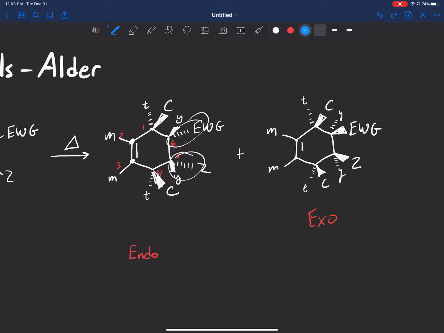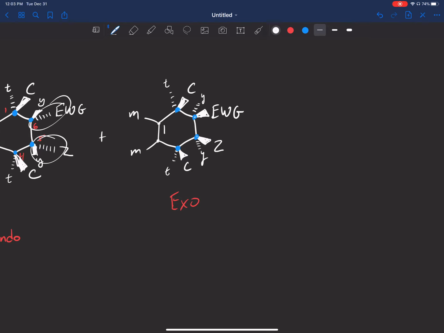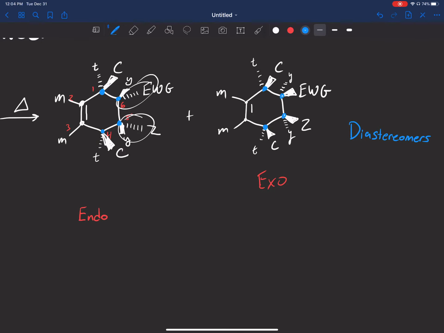How many chiral centers do we have? 1, 2, 3, 4. All right, we have 4 chiral centers. These two did not change, but these two did. So when we have a compound with more than one chiral center, and at least one of them stayed the same, we call these diastereomers. Flashbacks to Orgo 1. You should know that these are diastereomers to each other.